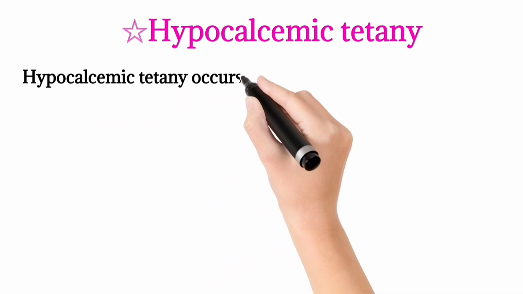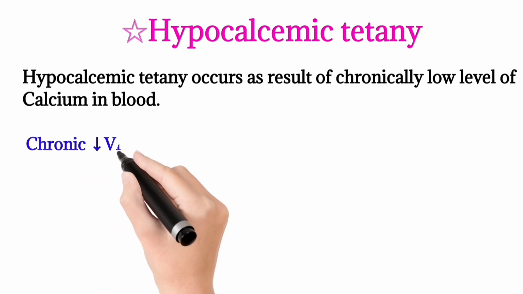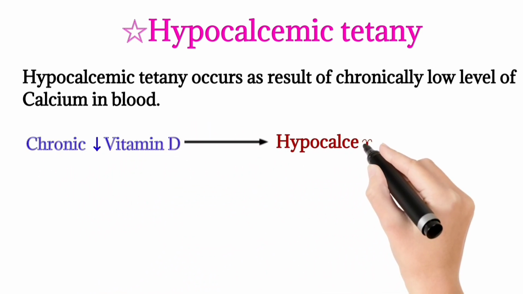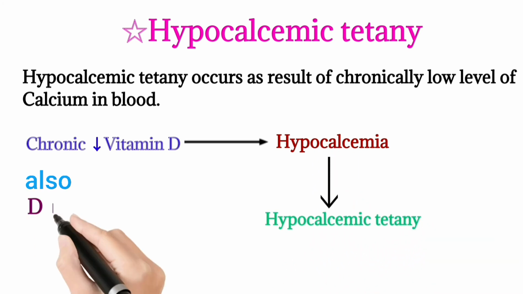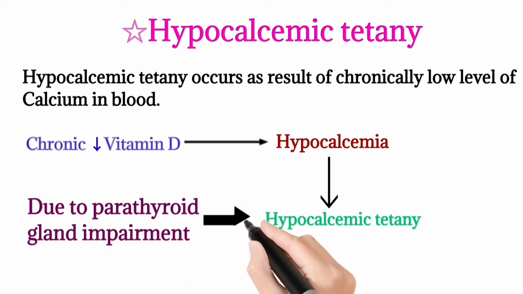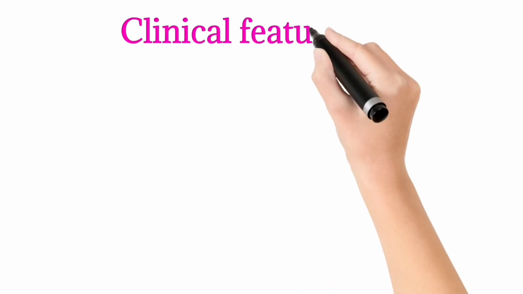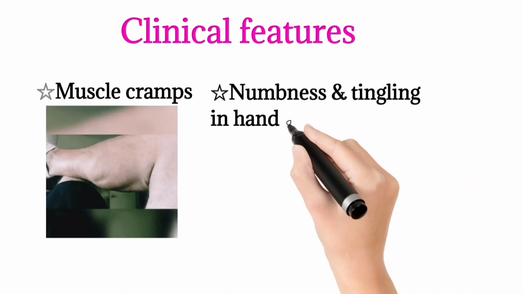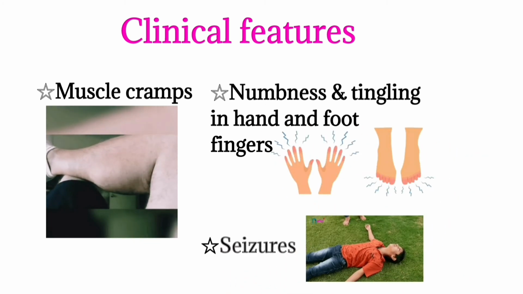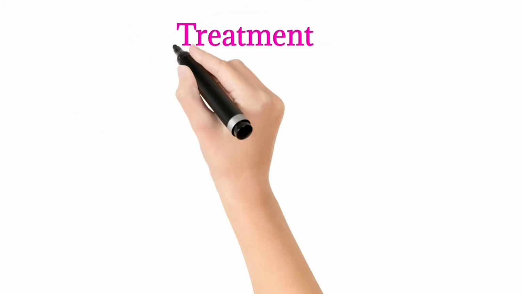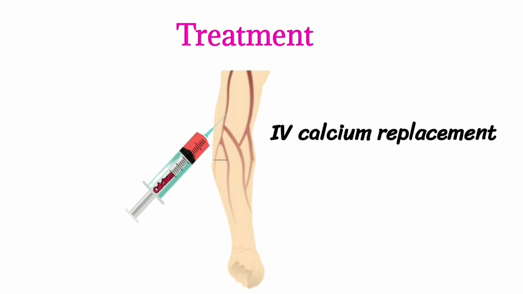Hypocalcemic tetany. Hypocalcemic tetany occurs as a result of chronically low level of calcium in blood. Chronic deficiency of vitamin D can lead to hypocalcemia, and then it can lead to hypocalcemic tetany due to parathyroid gland impairment. Clinical features: muscle cramps, numbness and tingling in hands, feet and fingers, and seizures, as you can see in the given figures. Treatment: give intravenous calcium replacement.